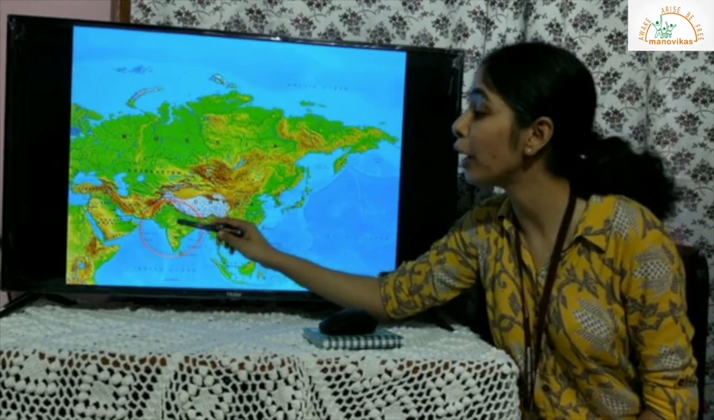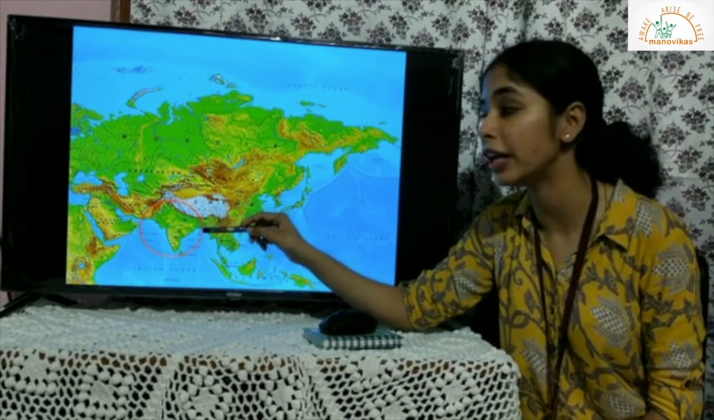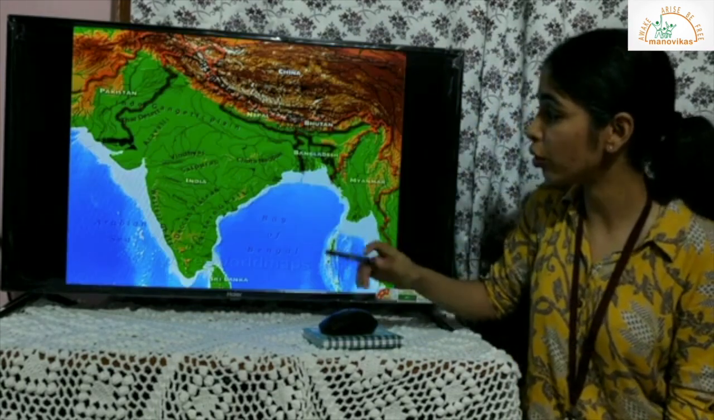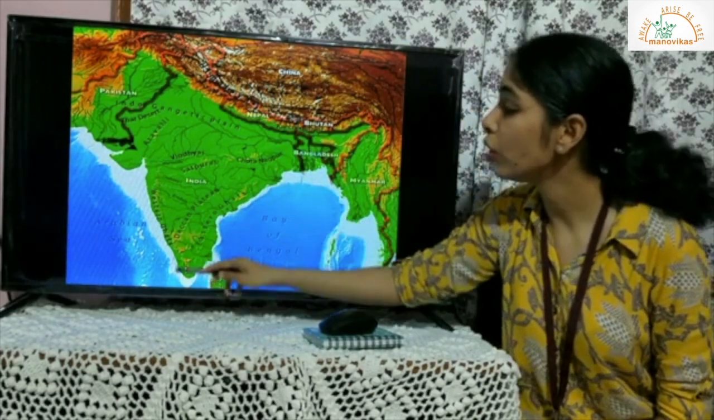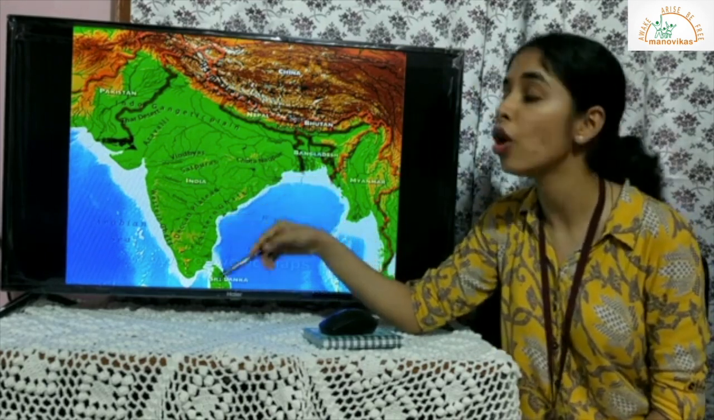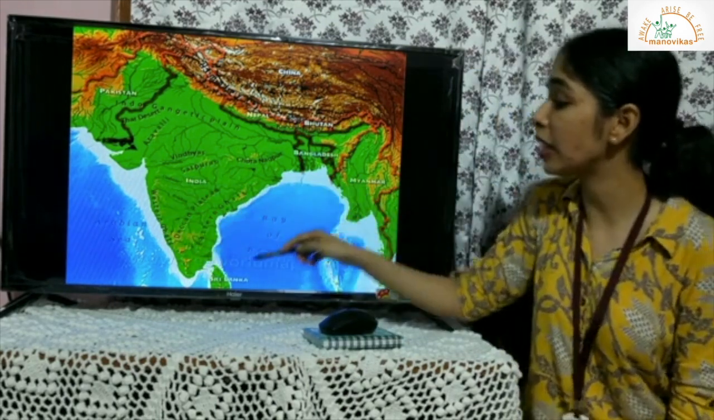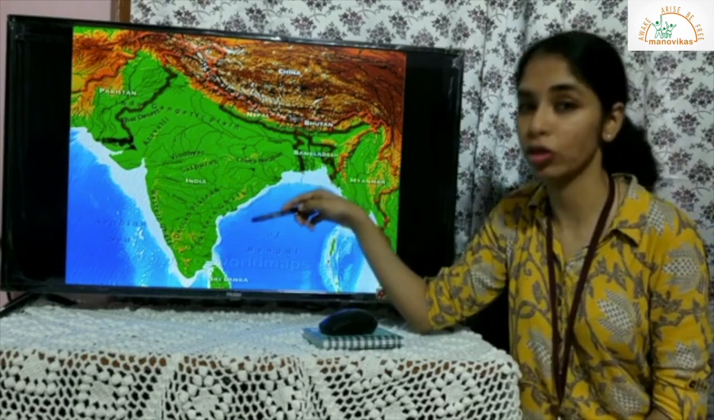Moving on, the second plateau region in Asia is the Deccan Plateau of India. The Deccan Plateau of India is located along the southern portion of India. So let's go into it further. And this is where the plateau region is located. This entire roughly triangular portion is the Deccan Plateau region, or the Deccan Peninsula of India. As you can see, it's surrounded by water bodies.